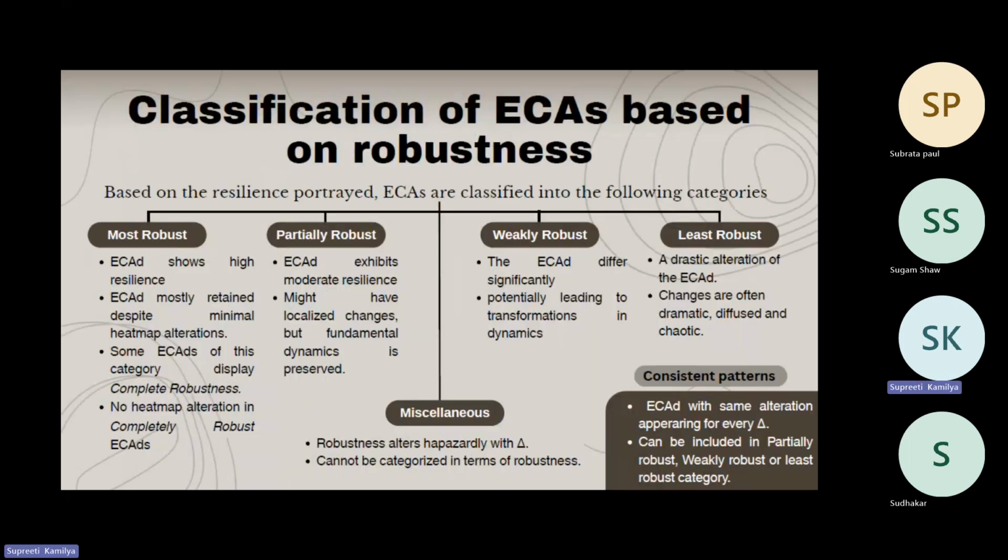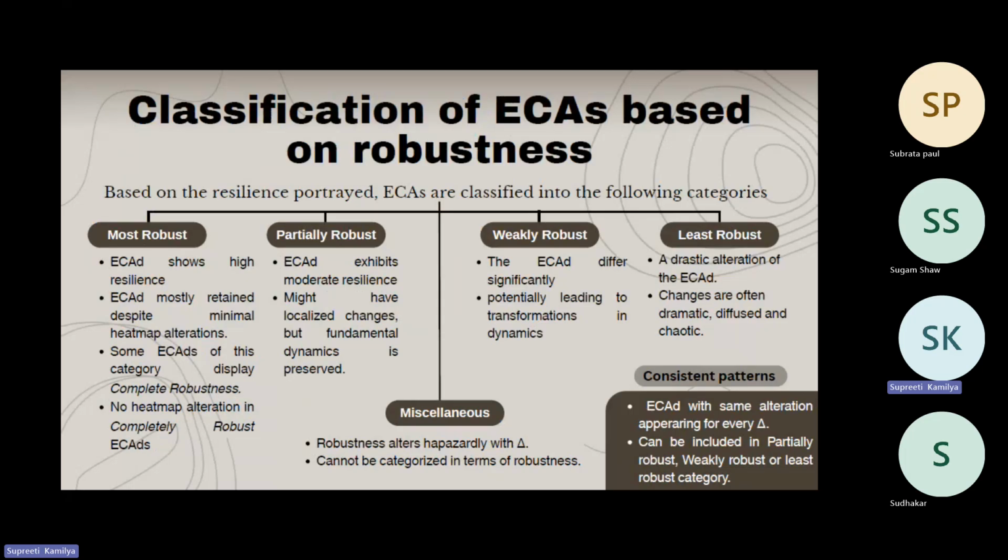Now comes the main point of the paper. The classification of ECA is based on robustness. We have defined a parameter where all three classes, class 2, class 3, and class 4, can be identified and aggregated into 4 separate classes based on robustness. Robustness here can be identified as a measure of the extent to which a rule's dynamics is perturbed. That is, the alterations in the space-time diagram that appear when the distant neighbor is introduced in the ECA. Based on the stability and resilience portrayed, the rules are further classified into 4 types of robustness categories, which are most robust, partially robust, weakly robust, and least robust.